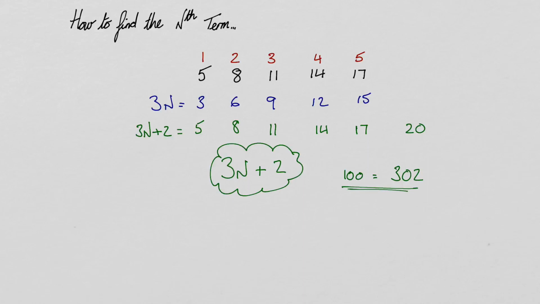I hope that's helpful. Try coming up with some sequences yourself. The easiest thing to do is to start with writing an nth term like this, and then try and work out the sequence from there.